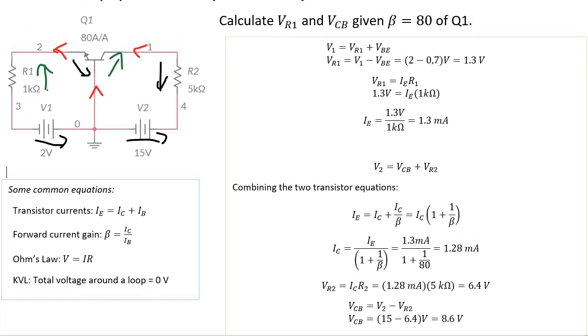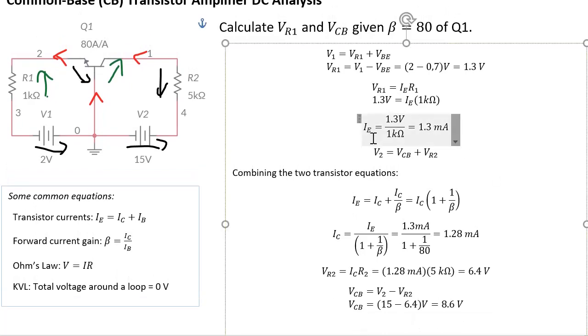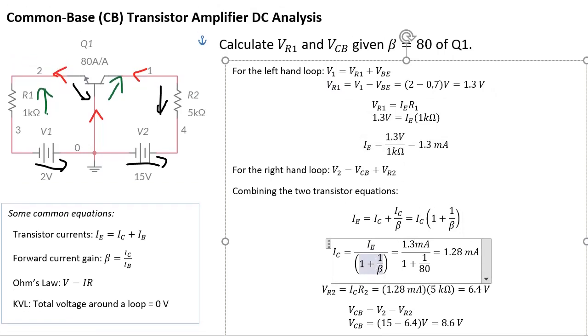So we now have an answer for both. Let me put some labeling here: this is for the right-hand loop, and this is for the left-hand loop. We have our answer for VR1, which is here, and we also have an answer for VCB, which is here.